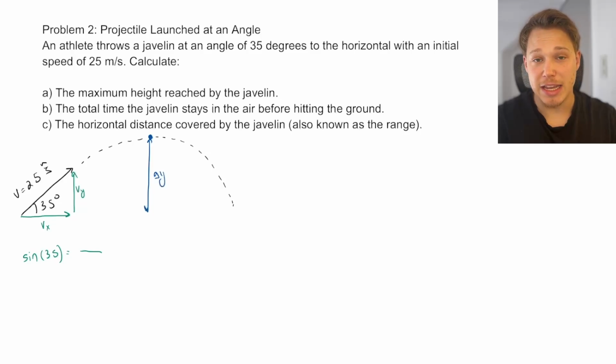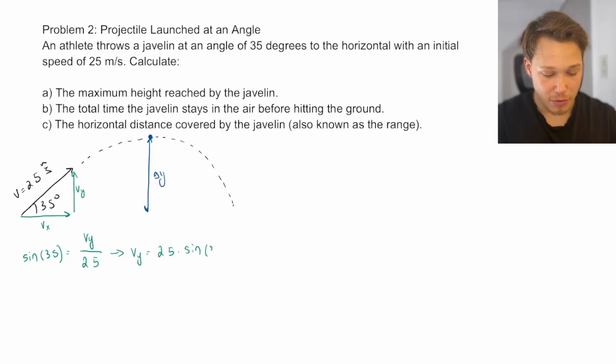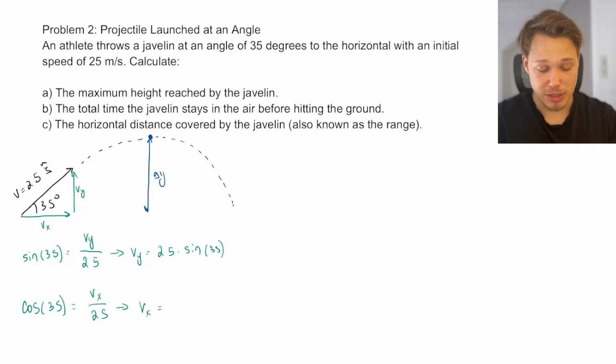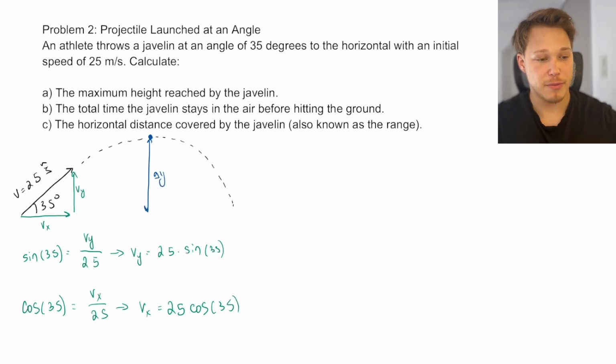Sine is opposite over the hypotenuse. So the opposite side is y, and the hypotenuse is 25. So Vy over 25, which means Vy is equal to 25 times sine of 35. Now we can also write down the same expression for cosine of 35 is equal to Vx over 25, and multiply both sides by 25.